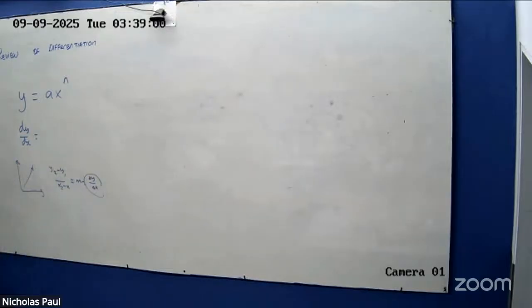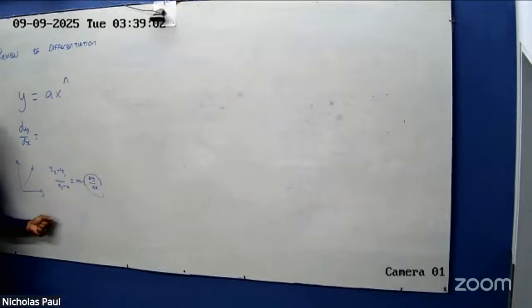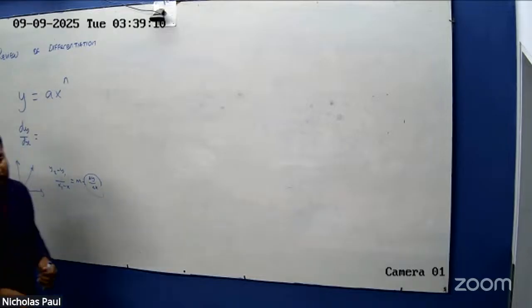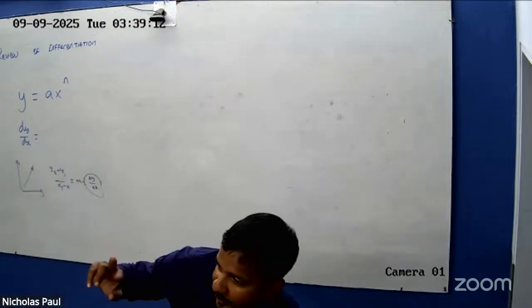So that's technically what we do in differentiation. We try to see how y is changing when I vary x. That's okay? All right. How do we differentiate? Two things must happen. What's that?